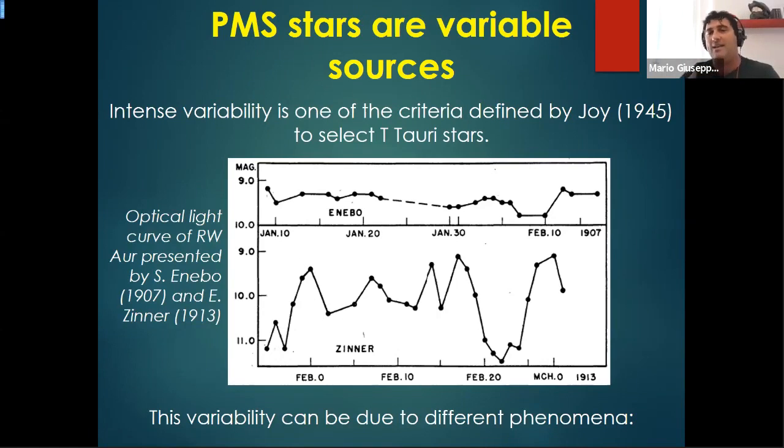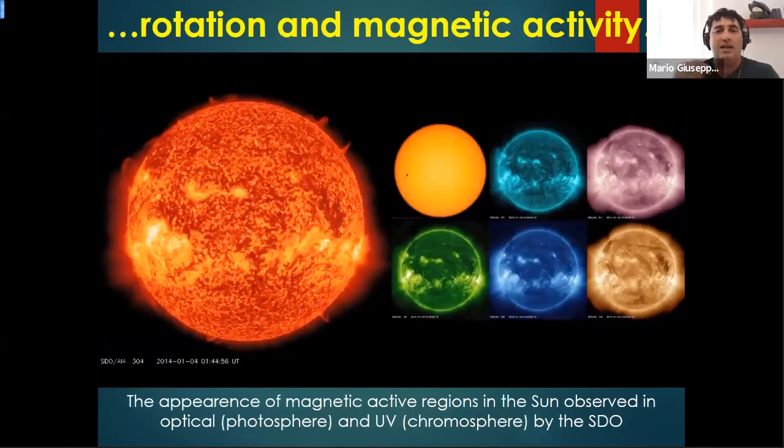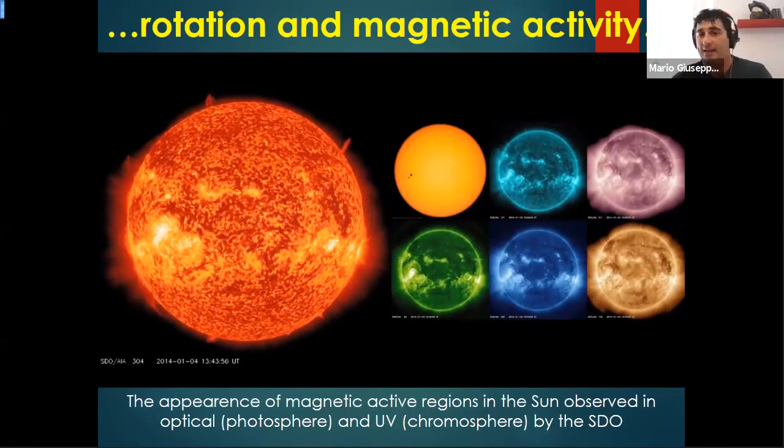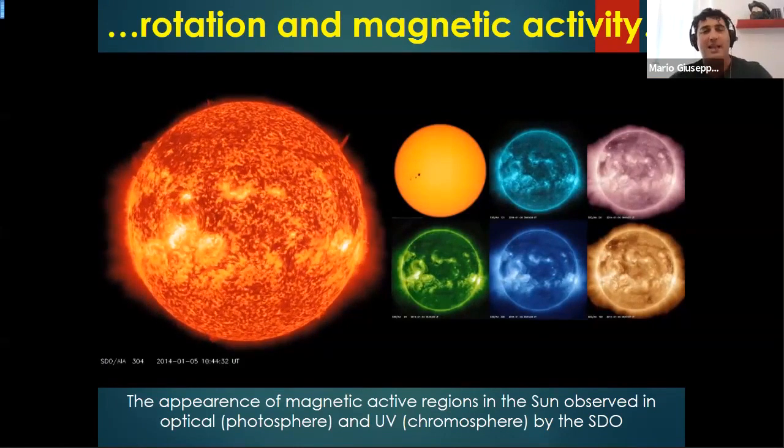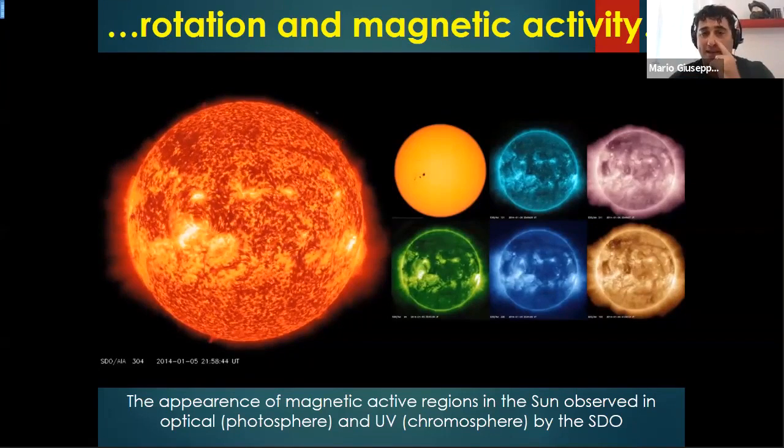Now, this variability is due to several phenomena. Among these, I'm going to show you the 3 main phenomena now. The first one is rotation and magnetic activity. This, of course, is not a pre-main sequence star. This is the sun, quite old. And these are images taken by the SDO.